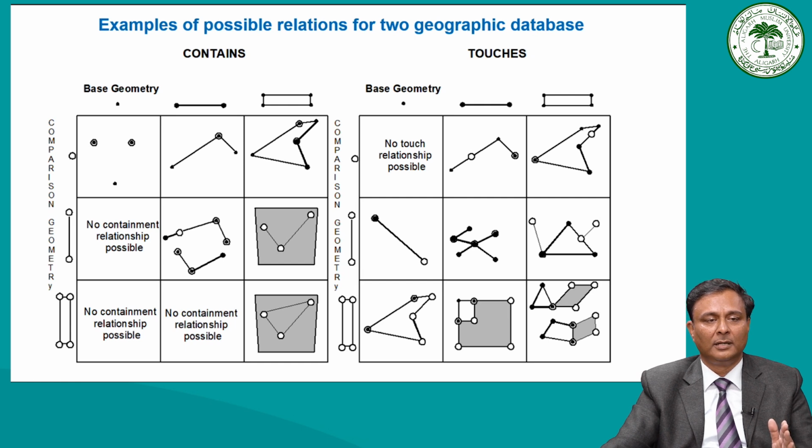There can be no containment relationship possible or not possible. So that way I would say that these are possible relations between two geographic databases.